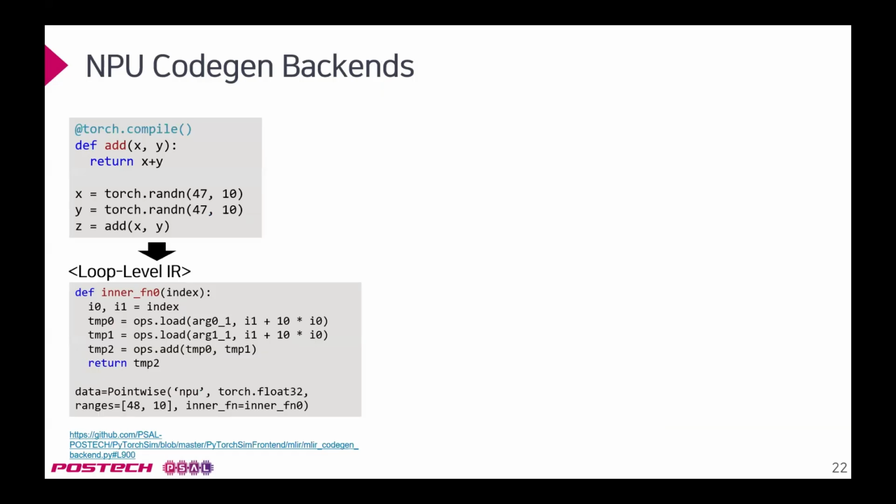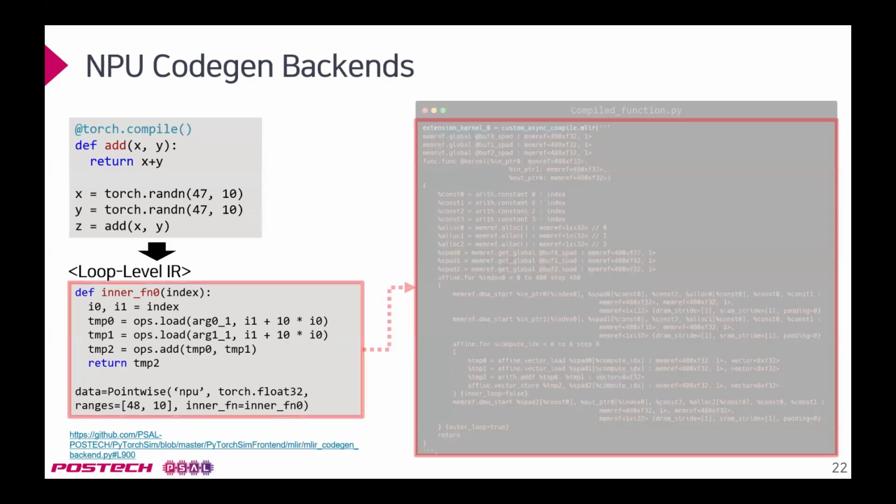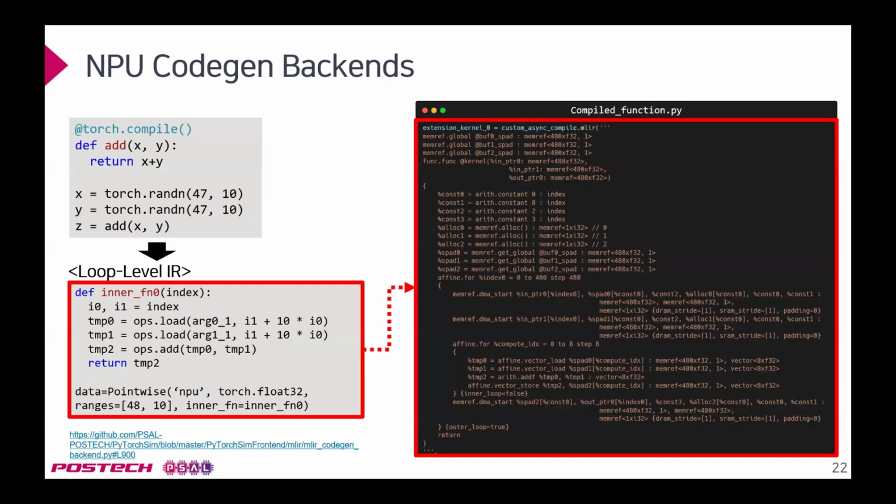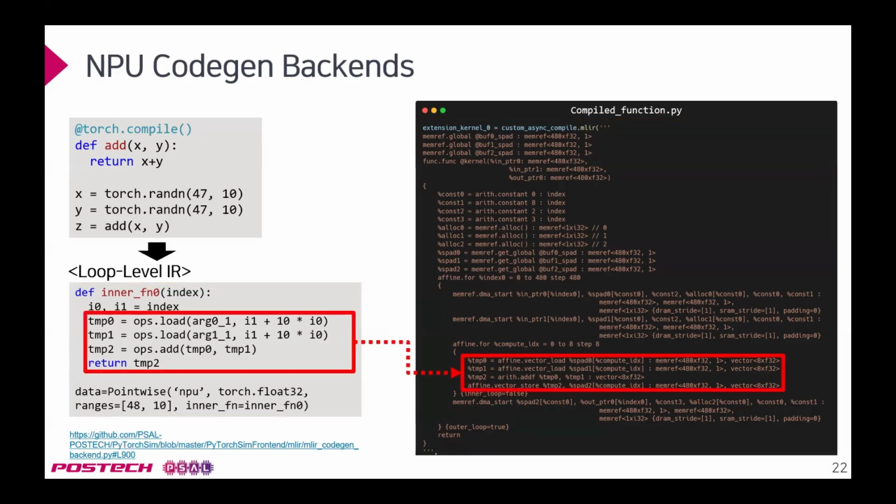And this shows how the code generation is performed in the PyTorchSim backend. The figure on the right shows the MLIR code transformed from the loop level IR. It consists of a section defining various constants and the main computation loop. And if we take a closer look inside the loop, you can see that IR operations such as ops.load and ops.add have been mapped and converted into affine vector load, arith addf, and affine vector store in MLIR.